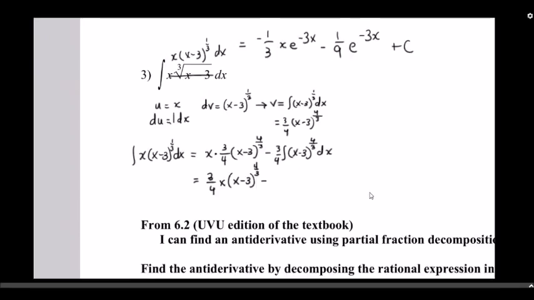And then that x minus 3 to the 4/3 is another example of the general power rule, u to the n du. So we're just going to add 1 to the exponent. 4/3 plus 1 is 7/3. So we got this 3/4 as a coefficient, and then we have x minus 3 to the 7/3, which means we're going to multiply by 3/7. And then I think we can finish it up. 3/4 times 3/7 is 9/28.